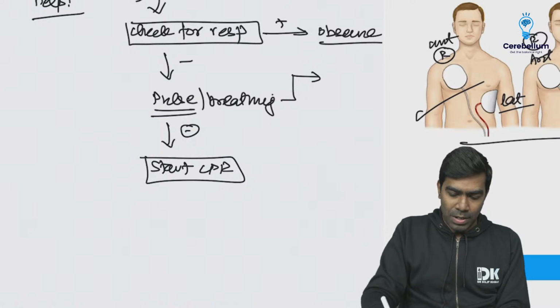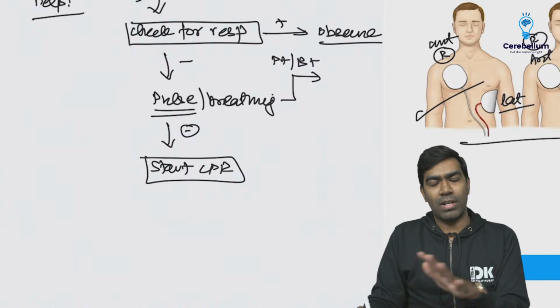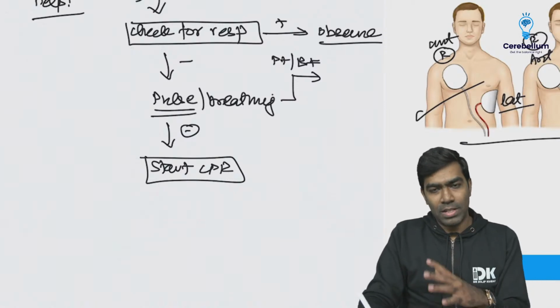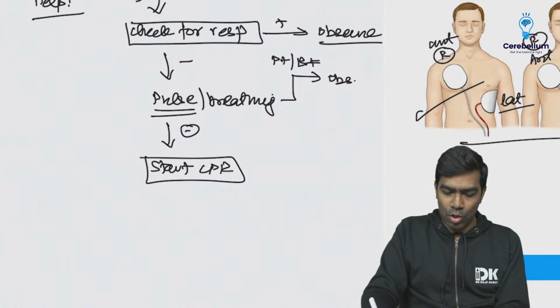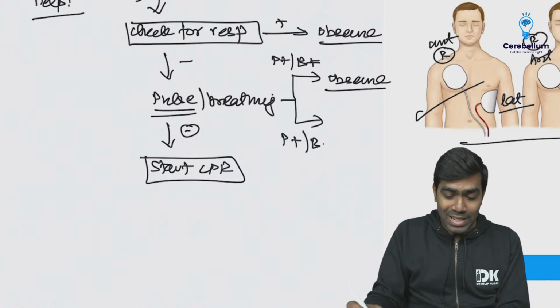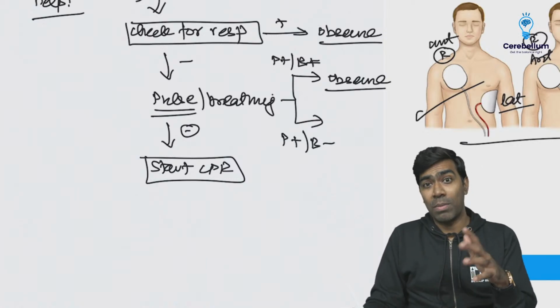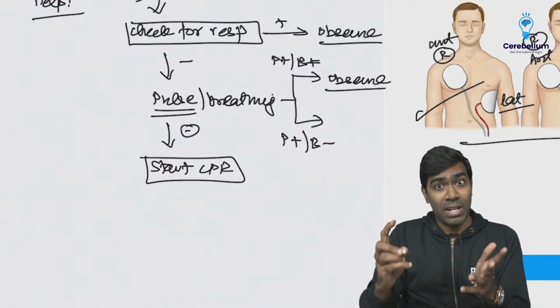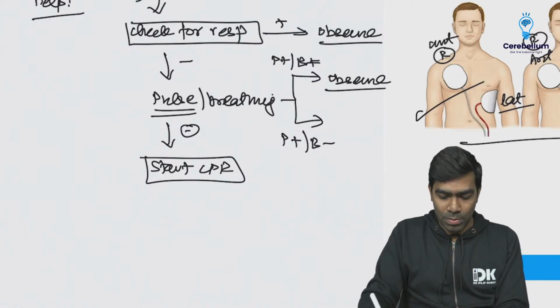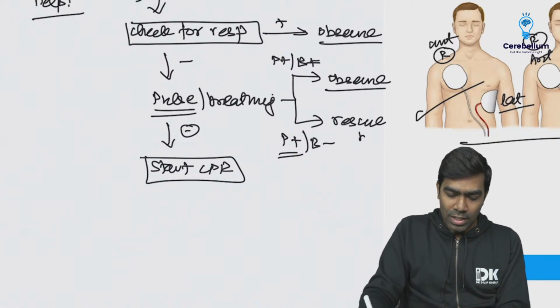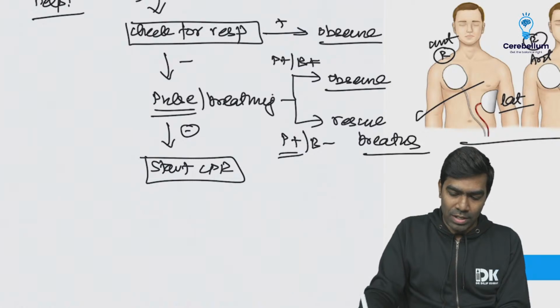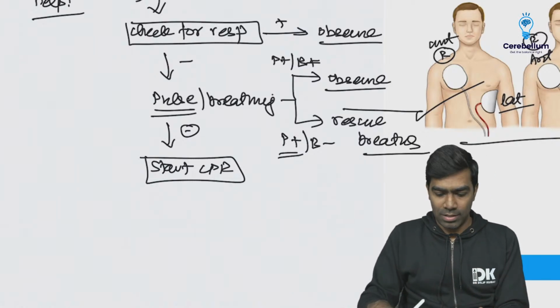If the patient has a pulse and is breathing normally, then just observe, don't do anything. If the patient has a pulse but is not breathing normally, this is called primary respiratory arrest, not a cardiac arrest, because the patient has a pulse. So here you are going to try only rescue breaths. Just give rescue breaths here, don't try anything else.